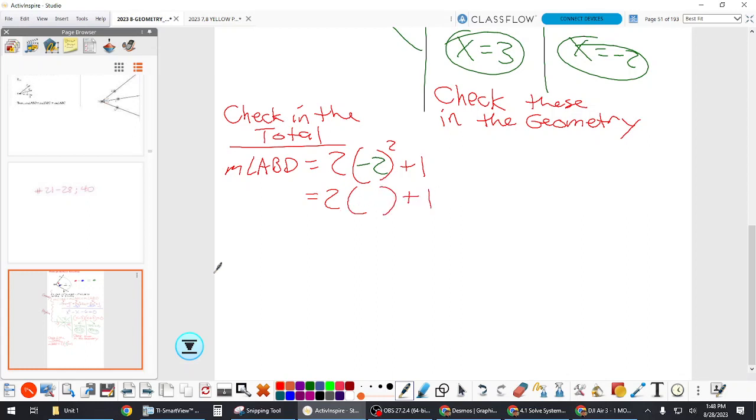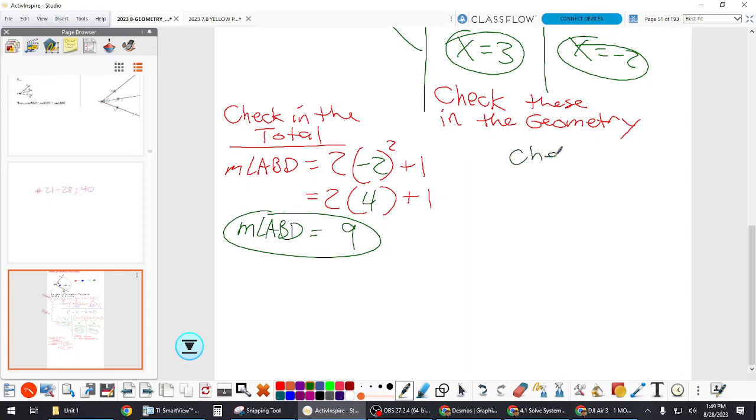What does squared mean? 2 times 2. Times itself. What's negative 2 times negative 2? 4. Let me write that in green. Okay, what's 2 times 4? 8 plus 1 is 9. Okay, is there anything inherently or mathematically wrong with 9? No. So let's go check the other one.